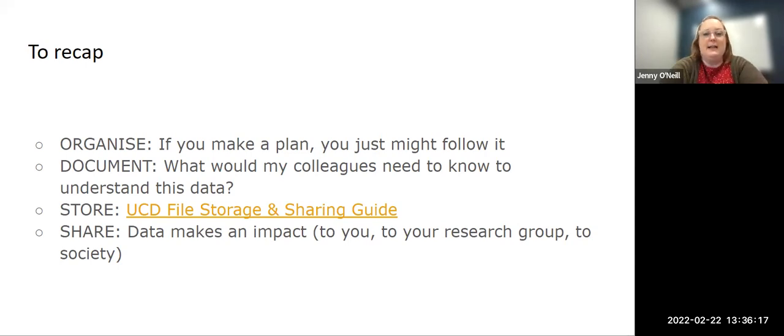And then share the data at the end of the research project. Data makes an impact to you as a researcher. It can help to raise your profile, or the profile of your research group, and it also helps society. I think one of the things to come out of the current pandemic, which hopefully we're getting towards the end of, is that the genome for the COVID-19 virus was made available to researchers very, very quickly, and that was shared globally.